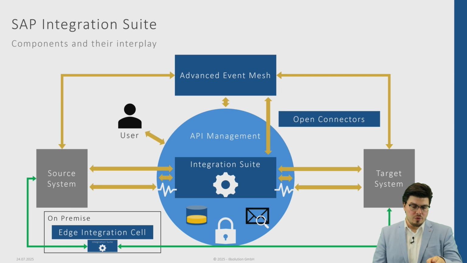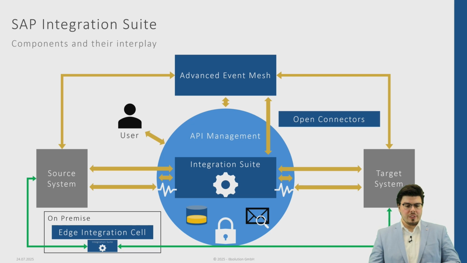So all the arrows, basically, which are not necessary in between your source system and target system, and going through the API and Integration Suite modules, will then be shifted, so to say, to your Advanced Event Mesh. And then from there on, you will have the central communication and broker that will be pushed to your integration developments.